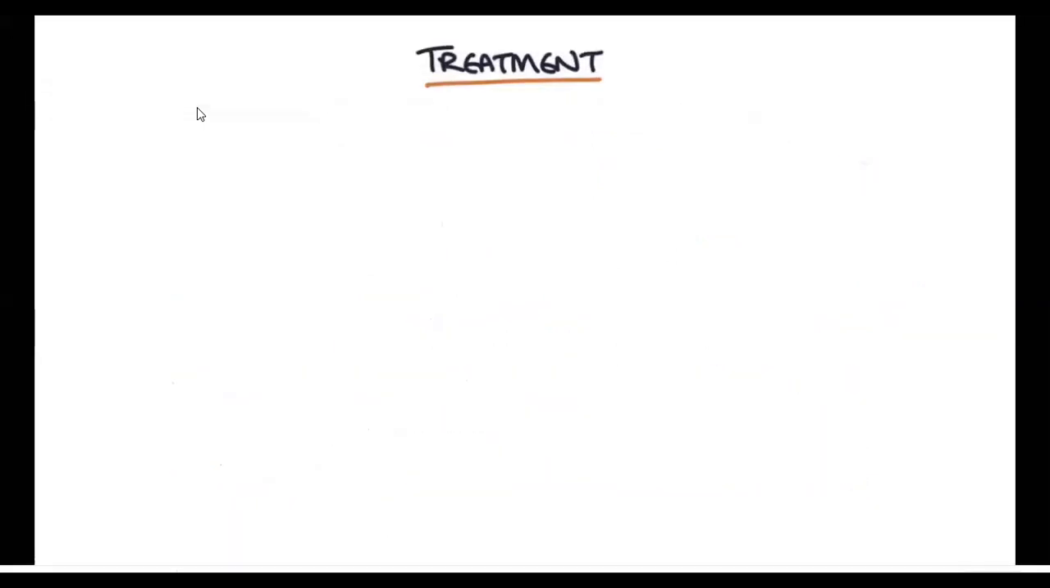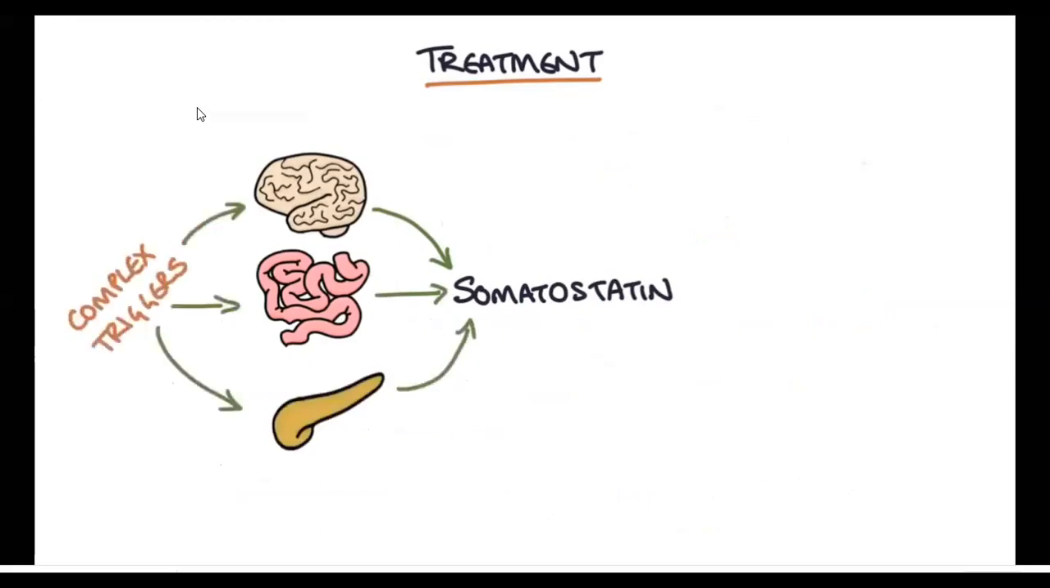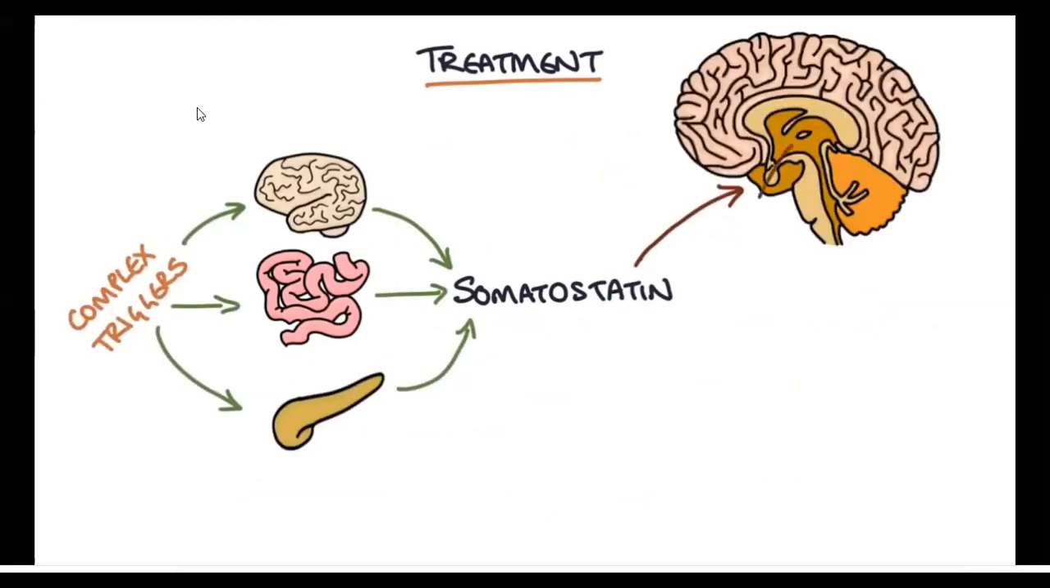So just a bit of extra information. Somatostatin is normally secreted by the brain, gastrointestinal tract and pancreas in response to complex triggers. And one of the functions of that somatostatin is to block growth hormone release from the pituitary gland. Dopamine also has an inhibitory effect on growth hormone release, but it's not as potent as somatostatin. So that's why we use somatostatin analogues and dopamine agonists to help us block growth hormone release when you have a patient with acromegaly.